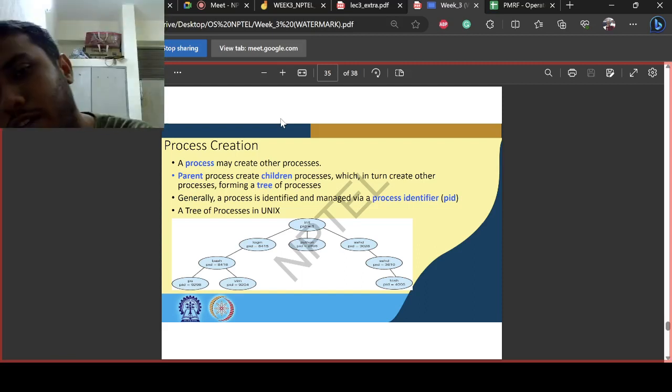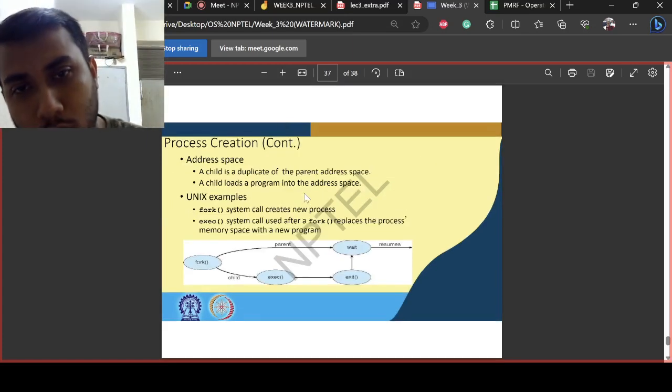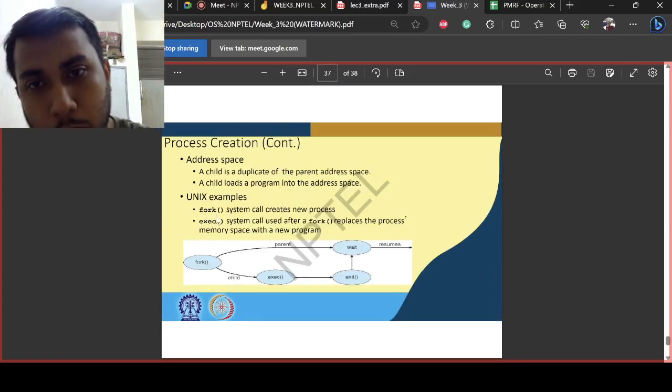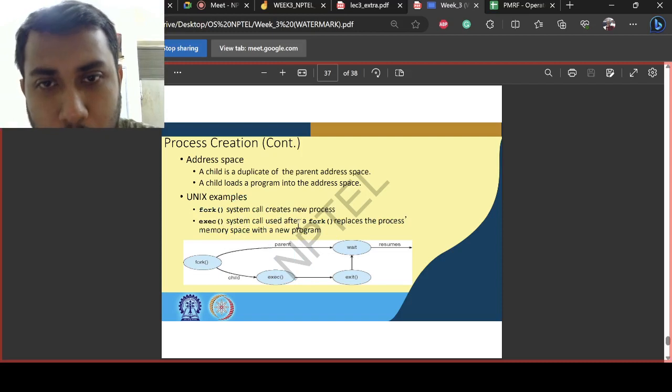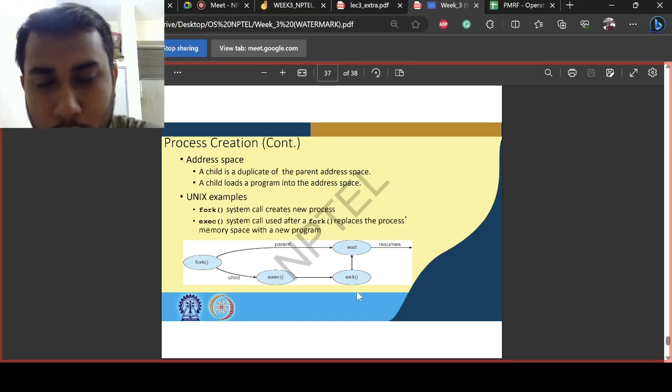So this is how that happens. Processes can be created using these things: either a system call which creates a new process, or an exec, which is used after the fork process to replace the memory space. So basically it creates a new process.